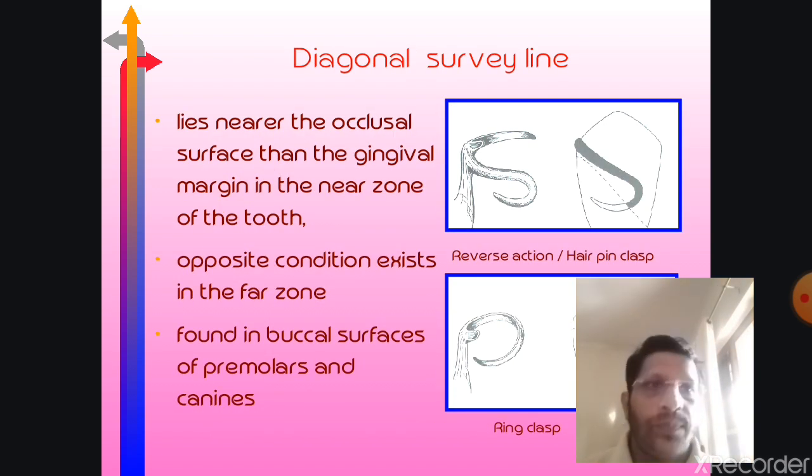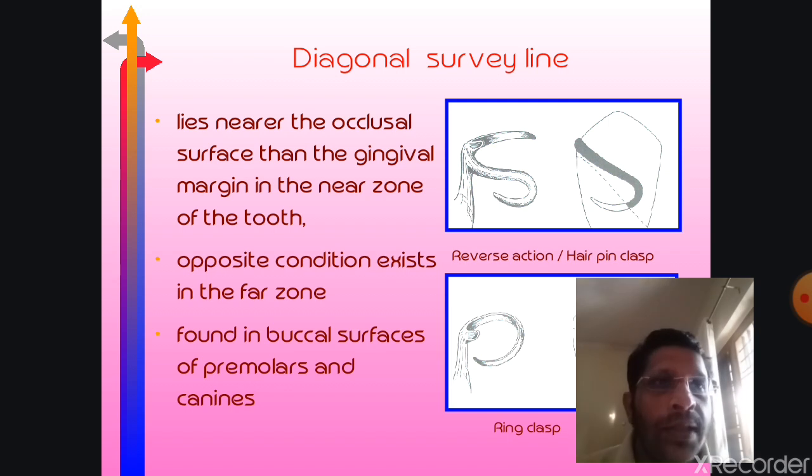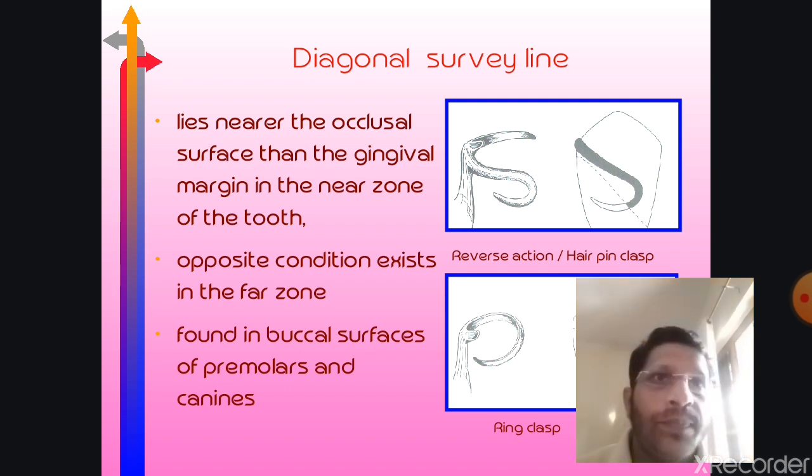Diagonal survey line, you get a confusion regarding medium survey line and diagonal survey line. Only difference is you have to check for the inclination of the line. As we had seen earlier in the medium survey line, near zone the survey line starts at an equidistant position from the occlusal as well as gingival margin. But in the diagonal survey line, it lies nearer the occlusal surface than the gingival margin in the near zone of the tooth, and similar opposite condition exists in the far zone.